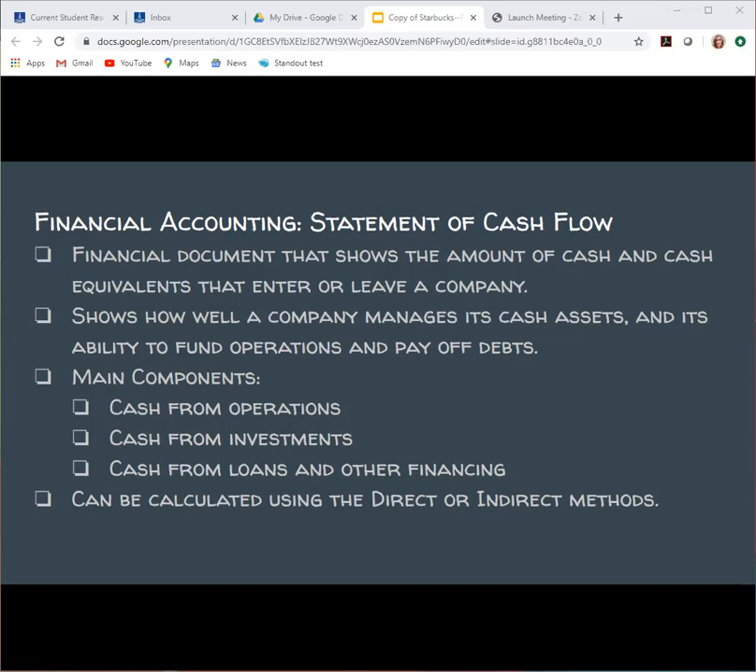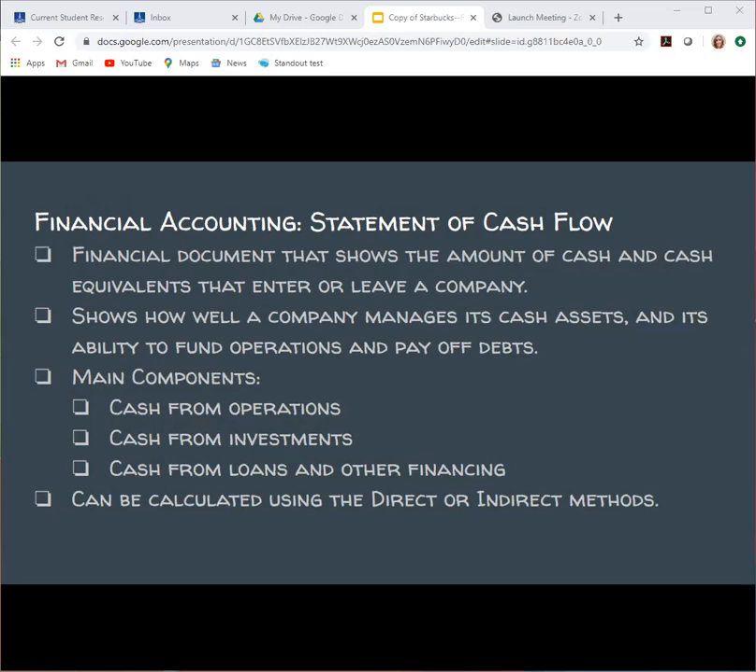Along with the balance sheet and income statement, the statement of cash flow is a required portion of a company's total financial reports. The CFS differs from these two documents in that it does not show the amount of future incoming or outgoing cash as a result of purchases made on credit.